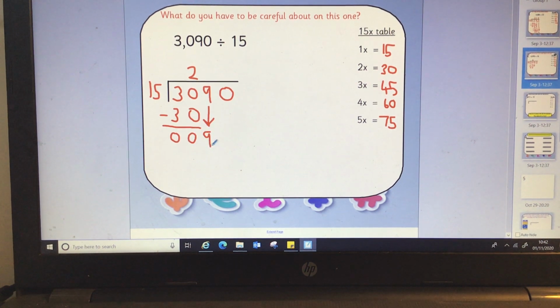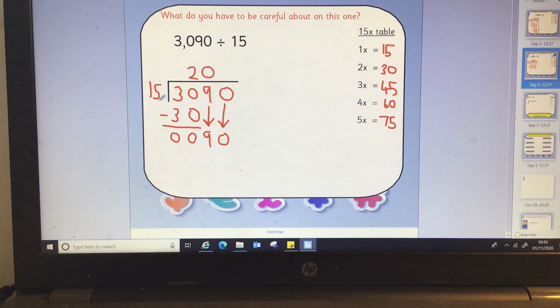There we are. Okay, here's the part where we had to be really careful in this one. 15's into 9. We can't get any, can we? So it's vital that we put up here at the top that we couldn't put any lots there. Then we drop our next number down.